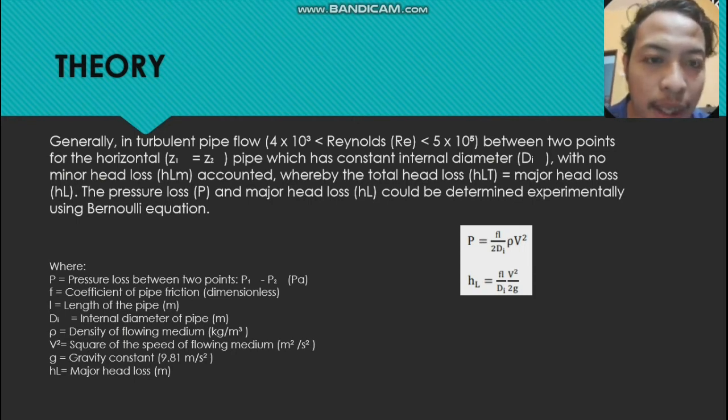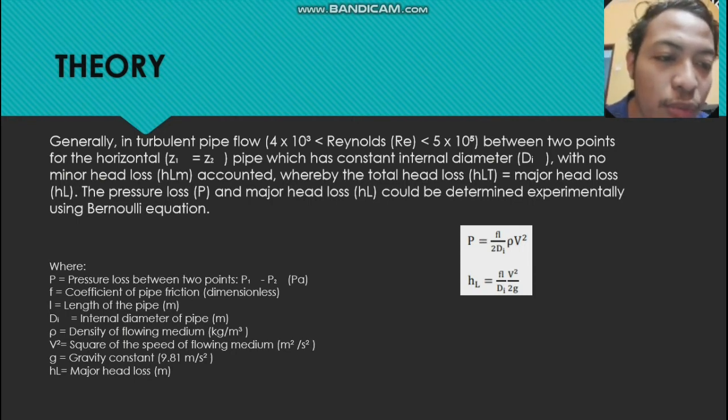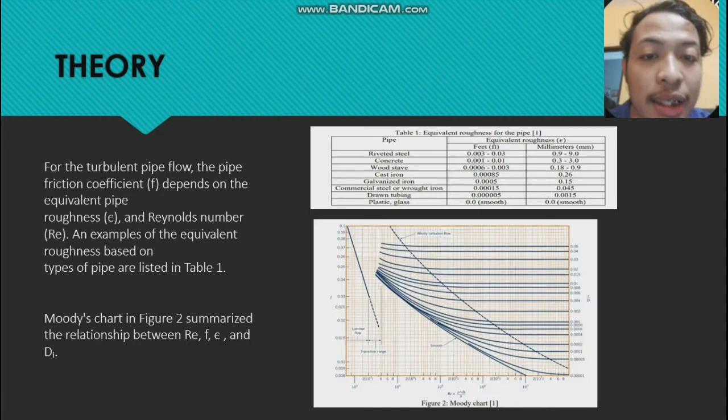Where P is the pressure loss between 2 points, F is the coefficient of pipe friction, L is the length of the pipe, D is the internal diameter of the pipe, rho is the density of the flowing medium, V squared is the square of the speed of the flowing medium, g is the gravity constant, and HL is the major head loss. So we go to the next slide.